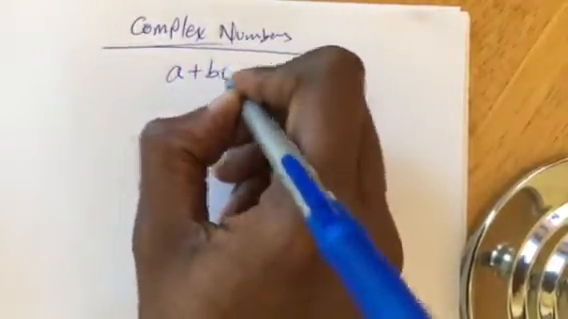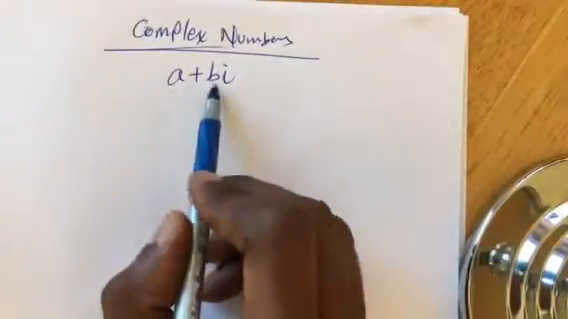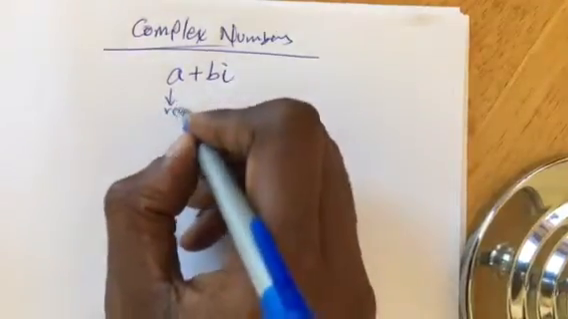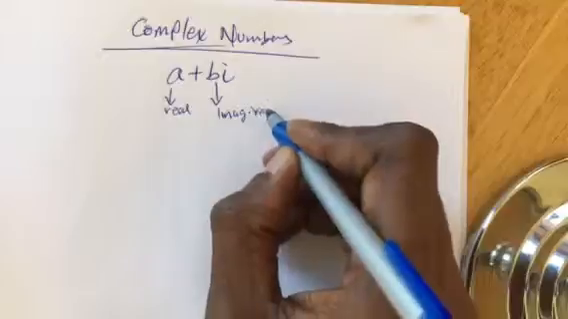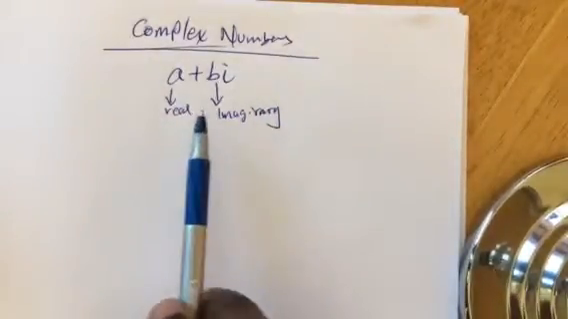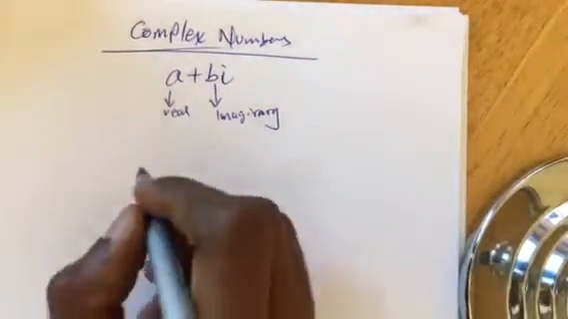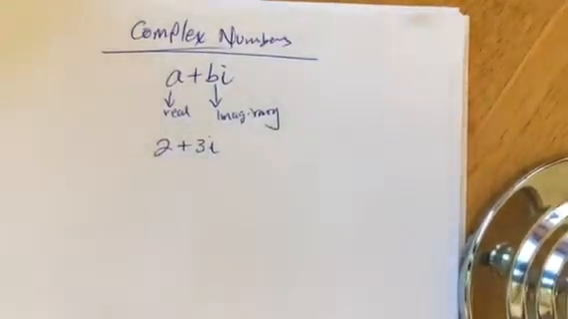And this is the format that complex numbers are written. The A part is the real part and the B part is the imaginary. So this is the real and this is the imaginary. Or you can call it the fake. Okay, so you have A plus Bi. So an example of this is if you have 2 plus 3i. So the 2 would be the real number and the 3 would be the imaginary number.